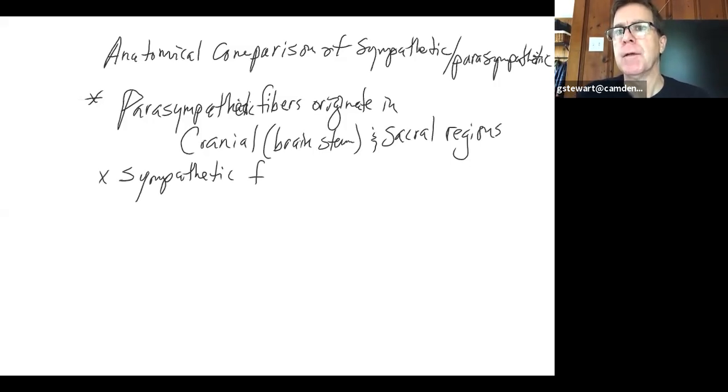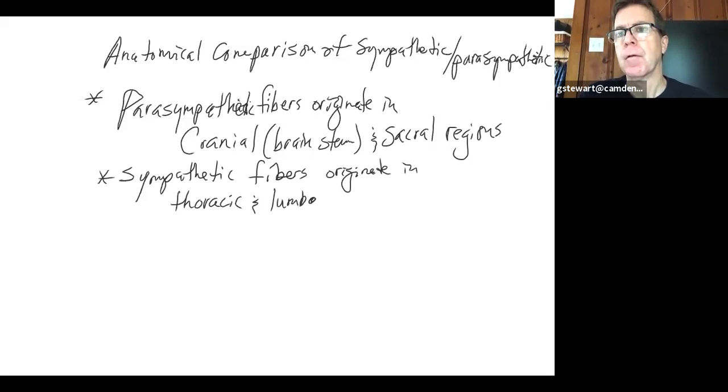Sympathetic fibers originate in the thoracic and lumbar regions of the spinal cord. Okay, so I'm going to draw some pictures based on the anatomy of this business. I'm not going to get as detailed as the diagrams in your book. I want you just to understand the basic differences.